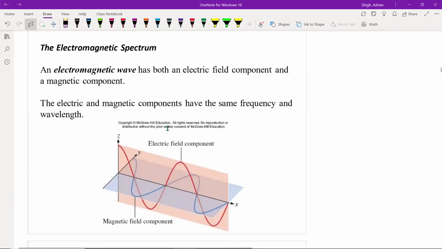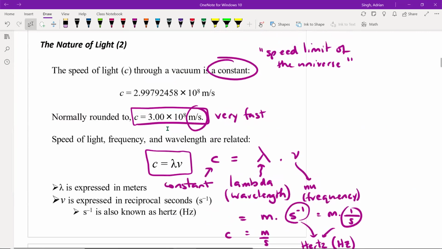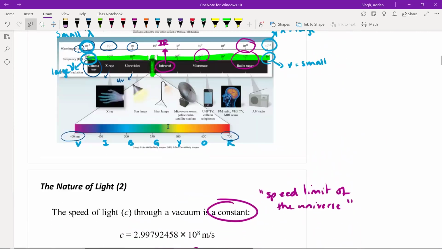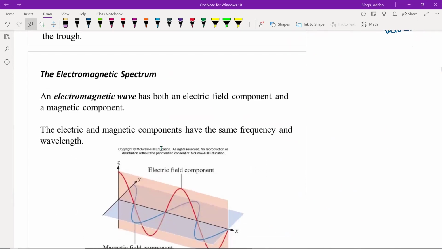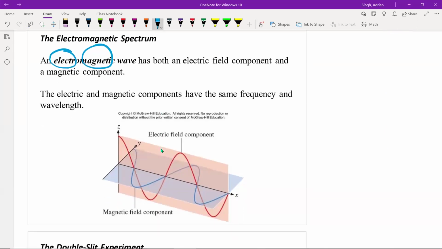So our electromagnetic waves and all of the ones we talked about before on a little diagram here, these are all examples of electromagnetic radiation. Now they're called electromagnetic because they have both an electric field component and a magnetic field component. And just like they're oscillating in this wave type form, these components are perpendicular to each other. Okay, so we say both are mutually perpendicular.